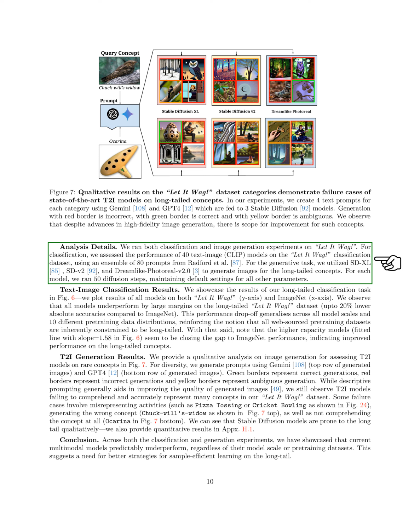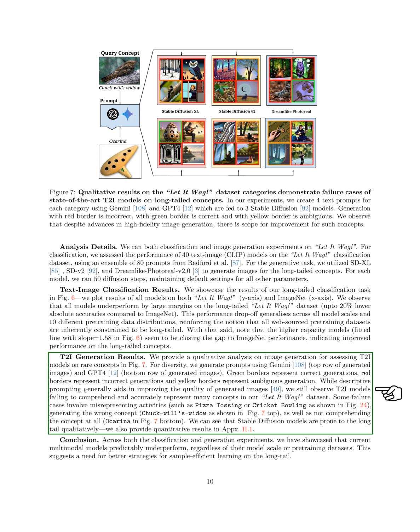In the image generation task, we used different models to generate images for the rare concepts. Our results showed that all models performed significantly worse on the long-tailed Let It Wag dataset compared to the standard ImageNet dataset, with some models showing improvement for the rare concepts.